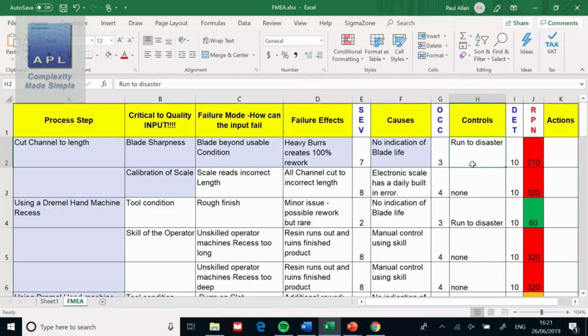No control whatsoever. And you can see if I work out the risk priority number, 7 times 3 times 10, I get 210. Now for me, the worst I can be with my scoring system is 400. Yeah, 400. So for me, above 200 is going to be something that is clearly actionable. So I'm above 200, the box goes red.